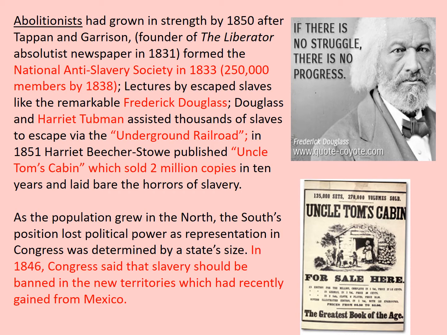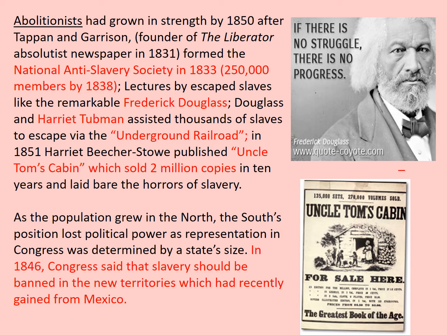Population grows in the North, and because population is linked to votes, the South was losing political power because of the focus on a state's power being governed by its size. In 1846, as a result of this, the Congress said that slavery should be banned in the new territories which had recently been gained from Mexico, and that's going to be a negative for the South.